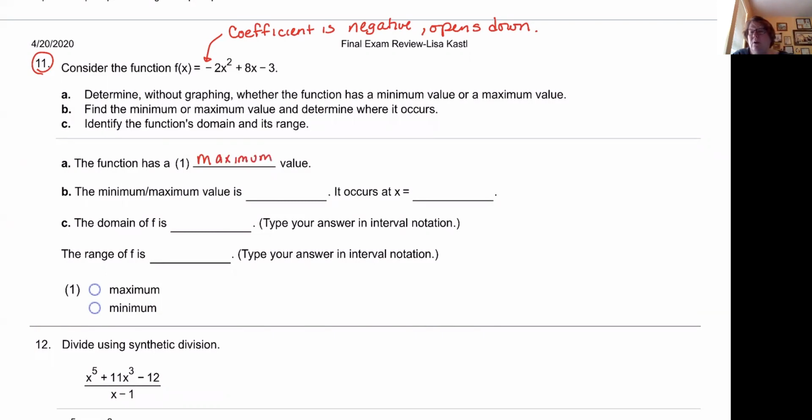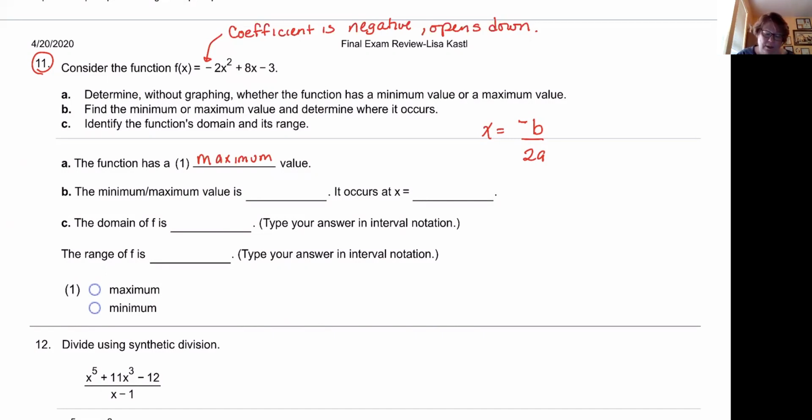Then it asks me, well, what's that maximum value? Well, I need to find the vertex to determine what the maximum value is. The y value of the vertex is its maximum. But first I have to find the x value because that's what I have a formula for. The x value of my vertex is minus b over 2a. So I need to find x first so that I can plug that back into the function and find y.